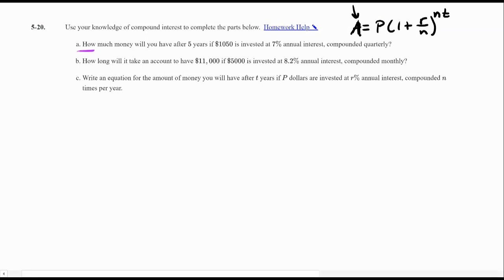So for A, we're looking for how much money we'll have. If we start with $1,050, the rate is 7%. So I'm changing this into a decimal by dividing it by 100. And then I divide that by compounded quarterly. That would be 4 times a year. And then we are putting that money in for 5 years. So now I'm going to go ahead and plug all that in and calculate that to figure out what I have for my total amount of money.